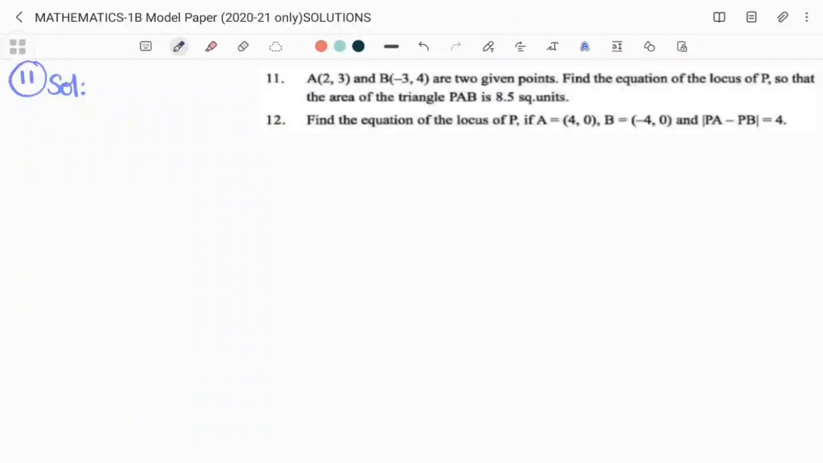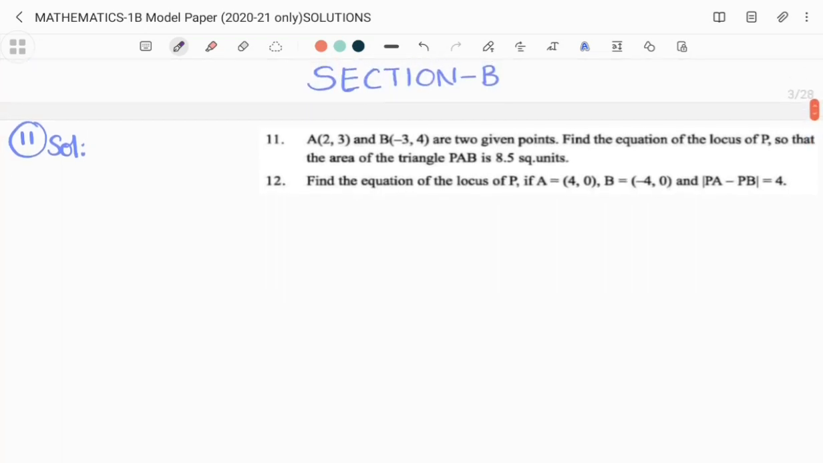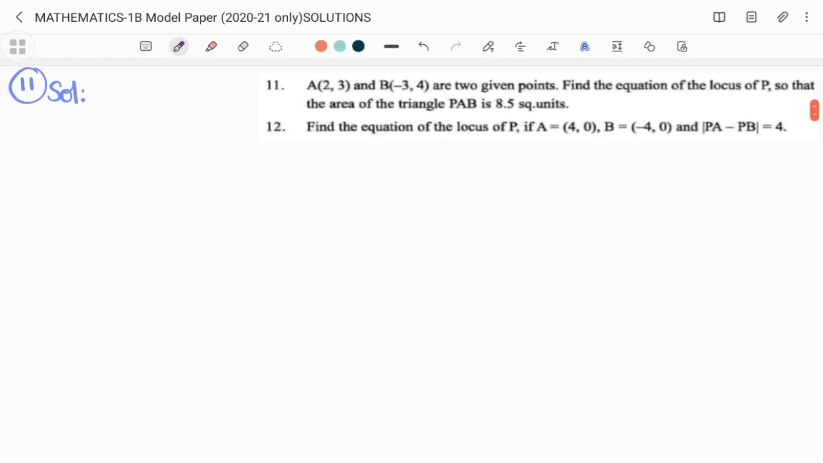In the model paper, we are entering section B. In section B, the 11th and 12th questions in the 2020 and 2021 model papers are both from locus. So let us have a discussion.